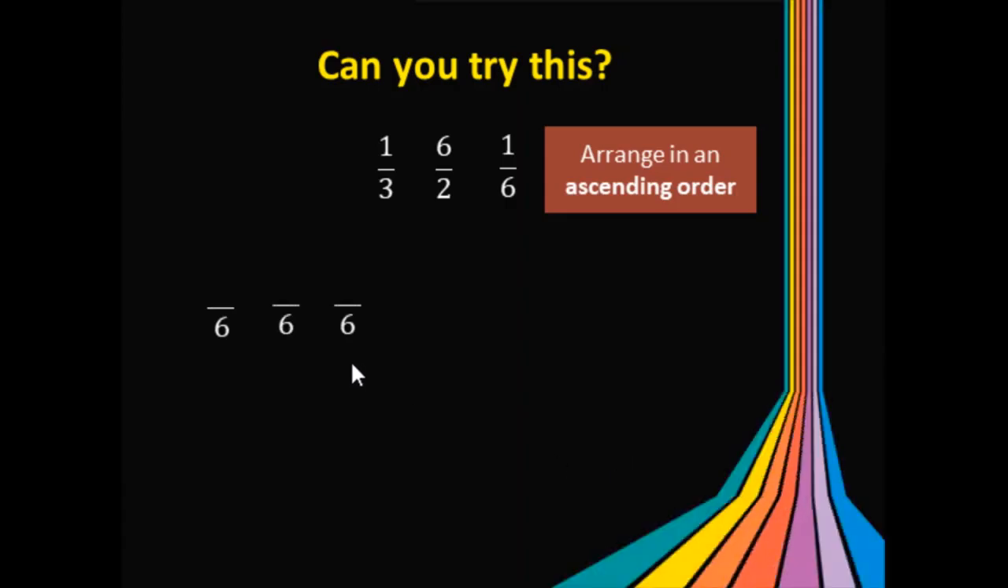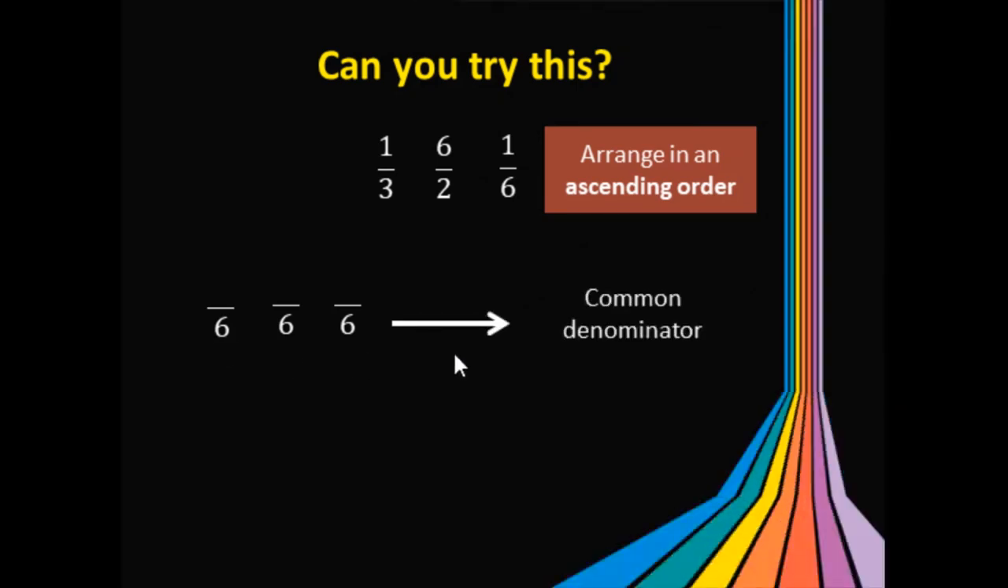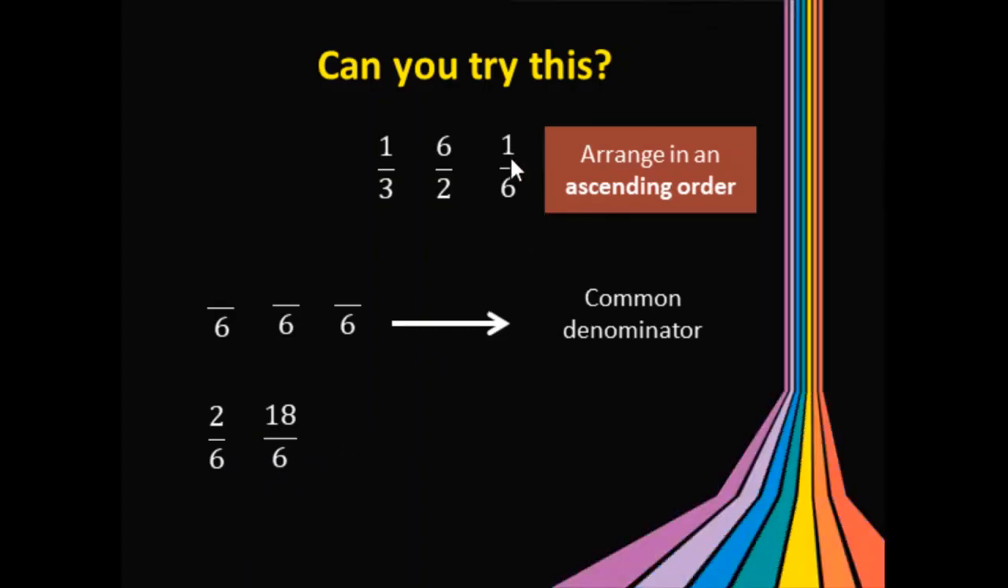We have common denominator, 6. 6 divided by 3 is 2 times 1 is 2. So 2/6. How about 6 divided by 2 is 3 times 6 is 18. So we have 18/6. 6 divided by 6 is 1 times 1 is 1. So we get 1/6.